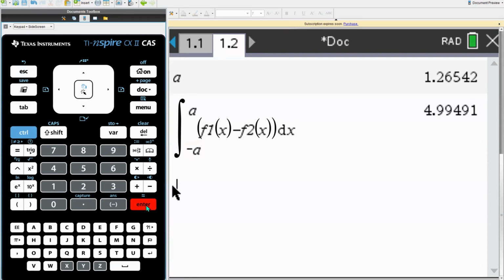And got 4.99. We'd write that down on our paper as 4.995. It's a final answer.